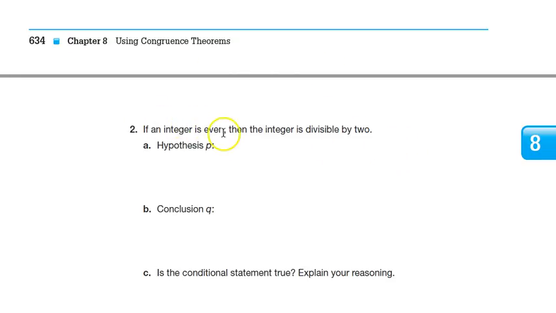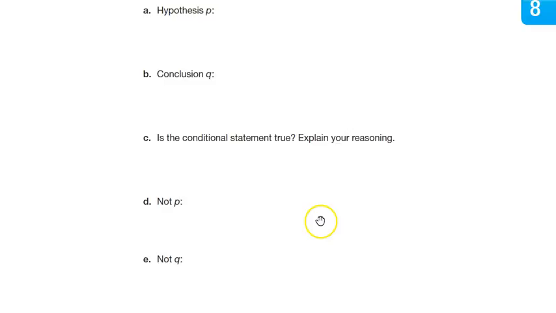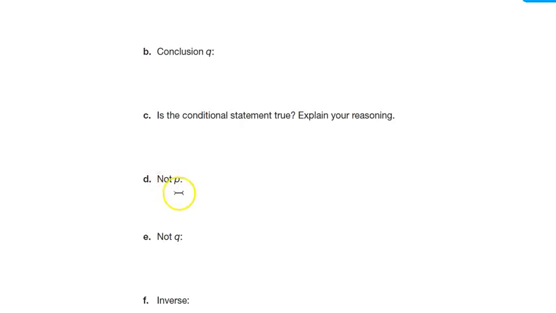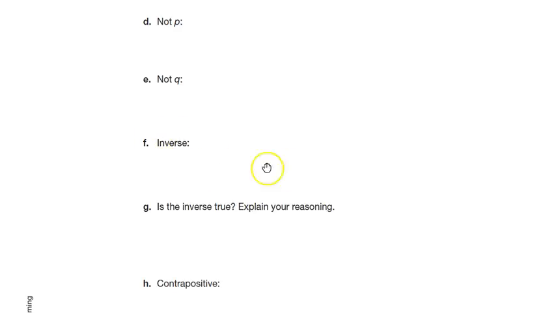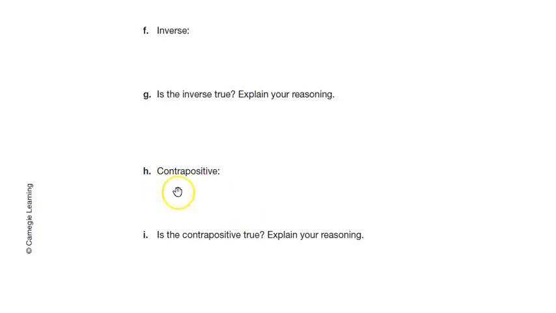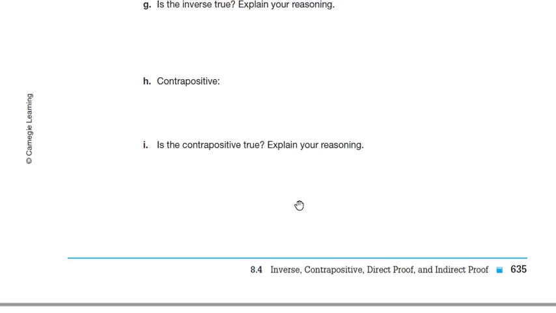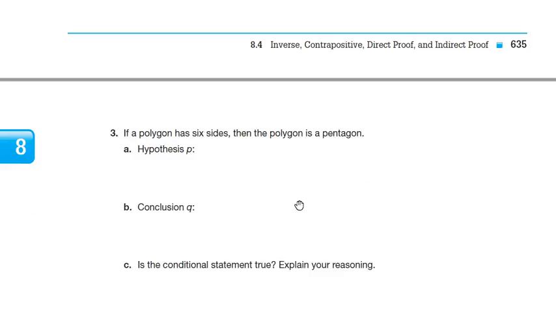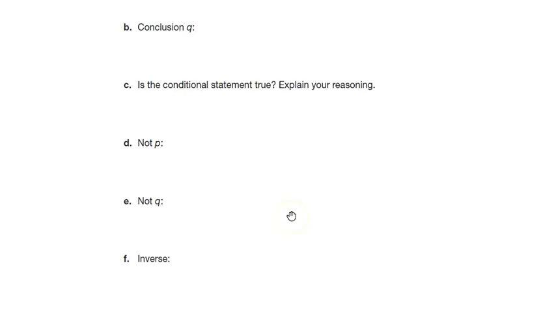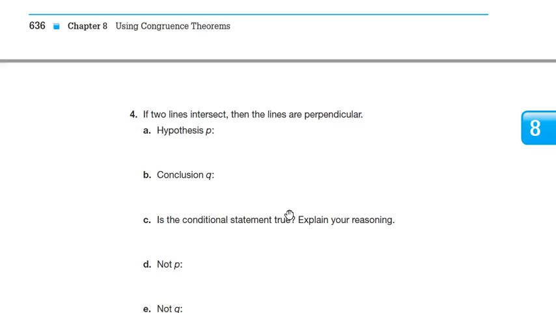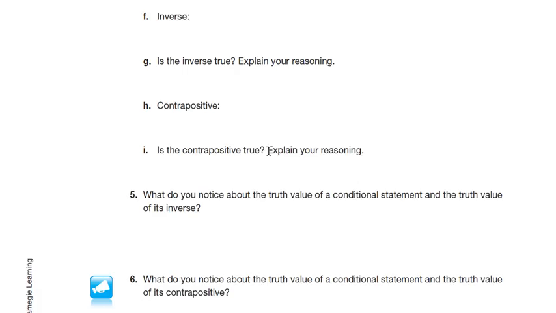If an integer is even, it's not odd, right? If it's an even number, then it's divisible by 2. The nots on these would be: if it is not even, then it is not divisible by 2, okay? And the inverse is going to be a combination of not P, not Q, and the contrapositive is not Q, then not P. If it's not divisible by 2, then it is not an even integer. That's right. So you're going to work your way through that, and the same with this polygon with 6 sides. You're going to go through this, and there's another one, a fourth one there, about lines intersecting.